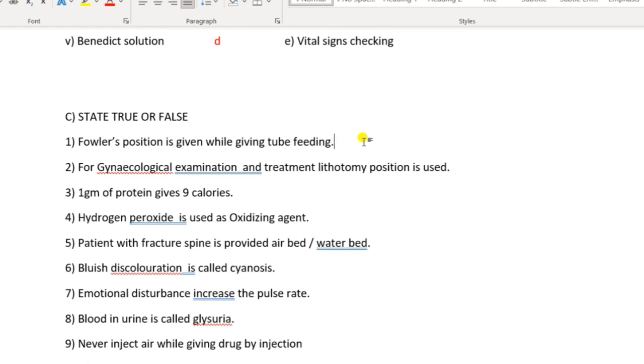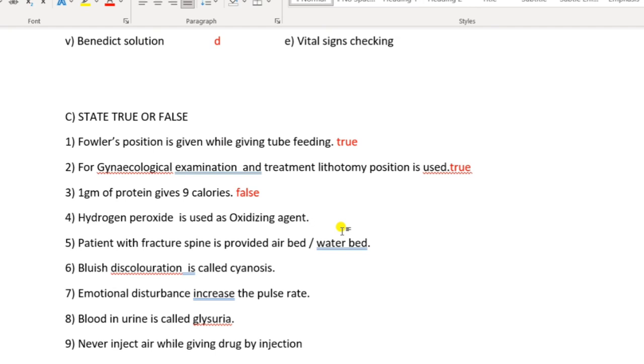Then state true or false. Fowler's position is given while giving tube feeding. Yes, that is the proper position while giving tube feeding. Second, for gynecological examination and treatment, lithotomy position is used. Yes, this is also a true statement. Question number three: 1 gram of protein gives 9 calories. This statement is false. 1 gram of protein as well as carbohydrate gives 4 calories, and 1 gram of fat gives 9 calories.